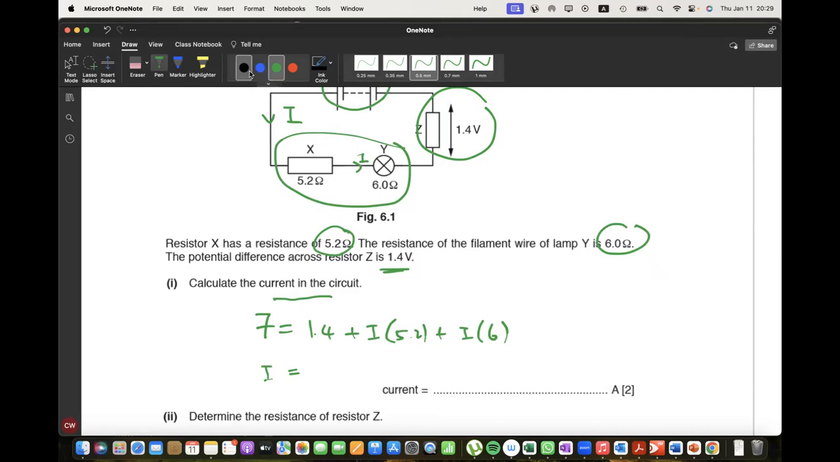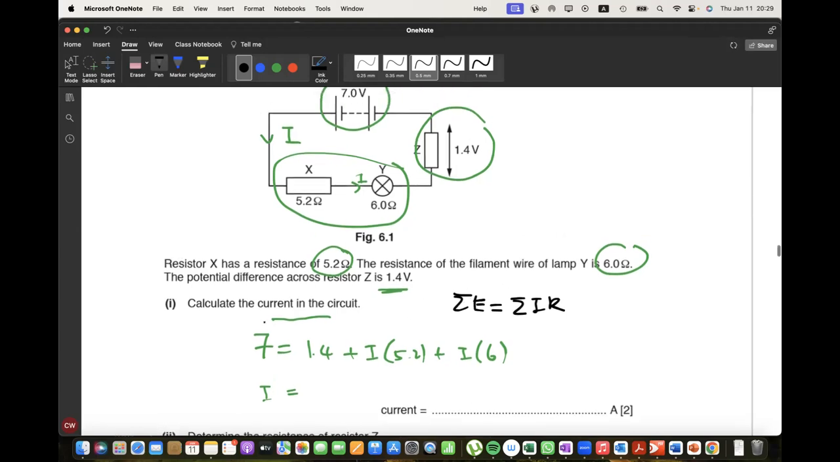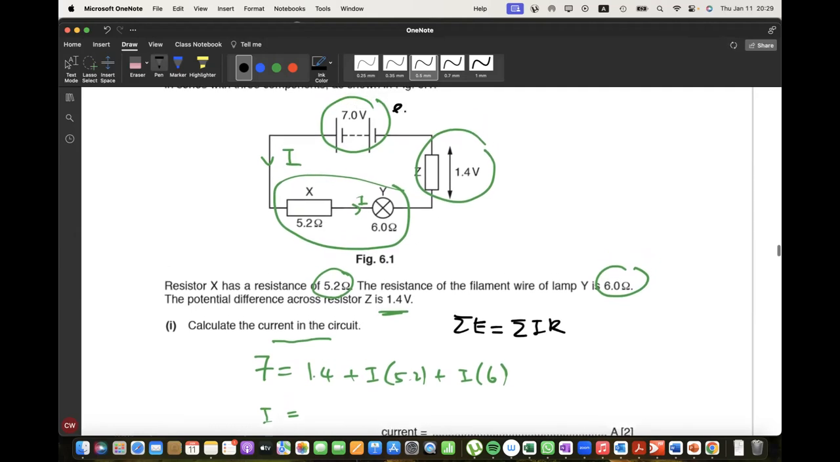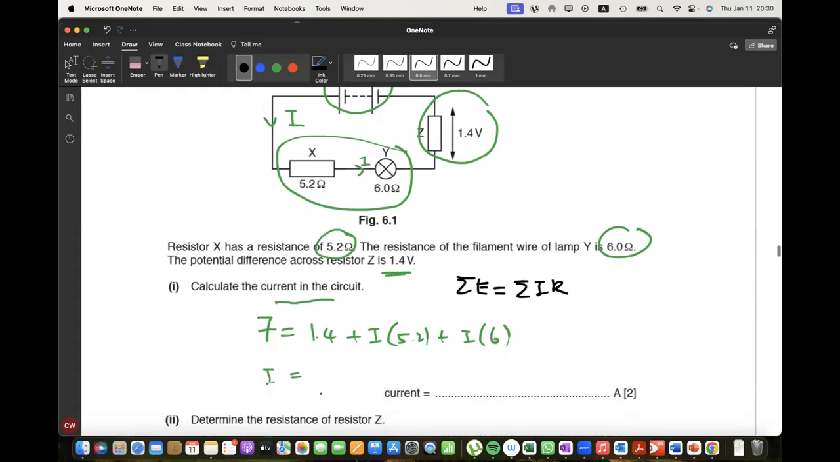This one got formula. Formula 1 is sum of EMF equal to sum of IR. You learn this one in circuit. That means you have to know this one stands for EMF. EMF is a source. Source will give the energy to other components. So source is 7, 1.5 goes to the Z, then the rest of the energy goes to these two. 0.5, right? 0.5.